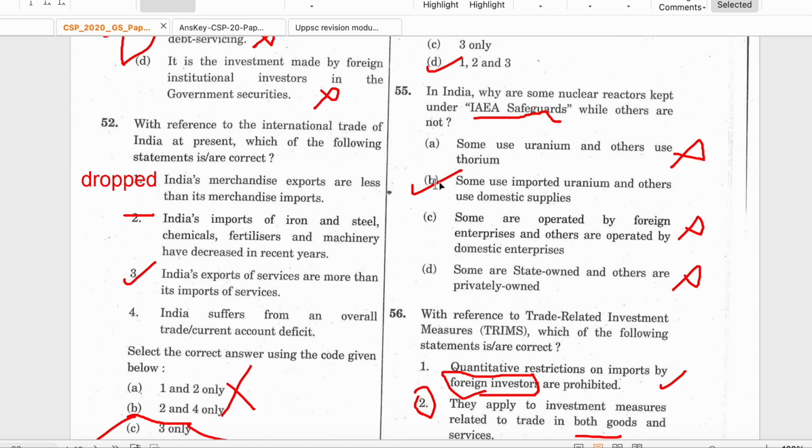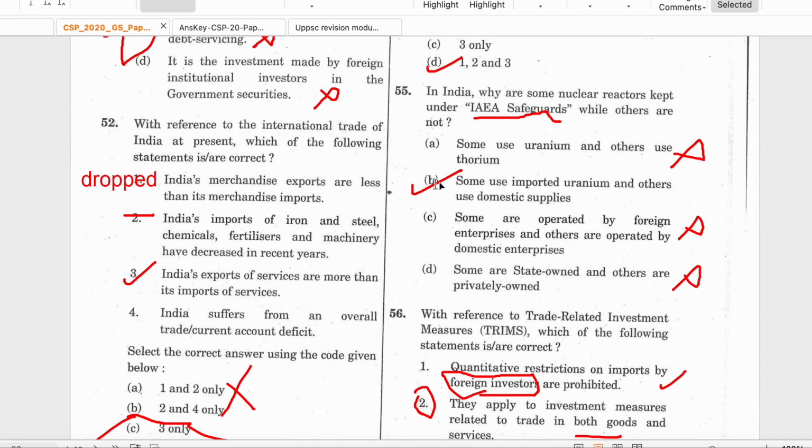Some are operated by foreign enterprises and others are operated by domestic enterprises. Which nuclear power plant in India is operated by foreign enterprises? Name one. Option D. Some are state owned and others are privately owned. Which nuclear reactor is owned by private? So this C and D are wrong.